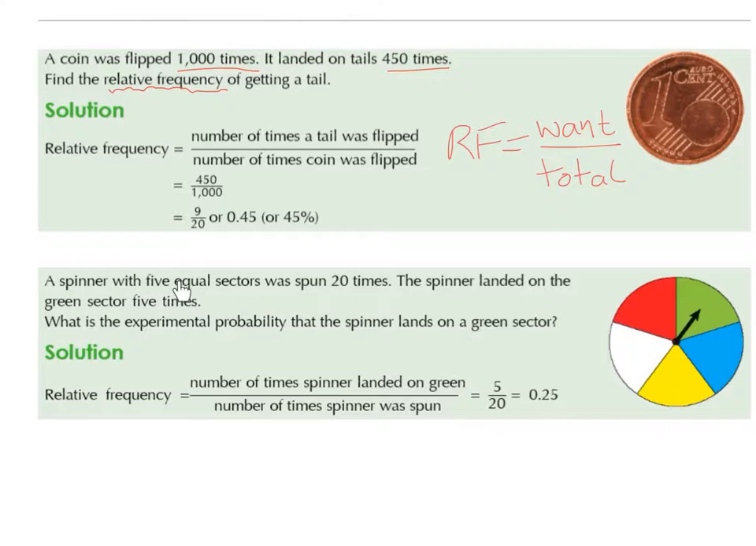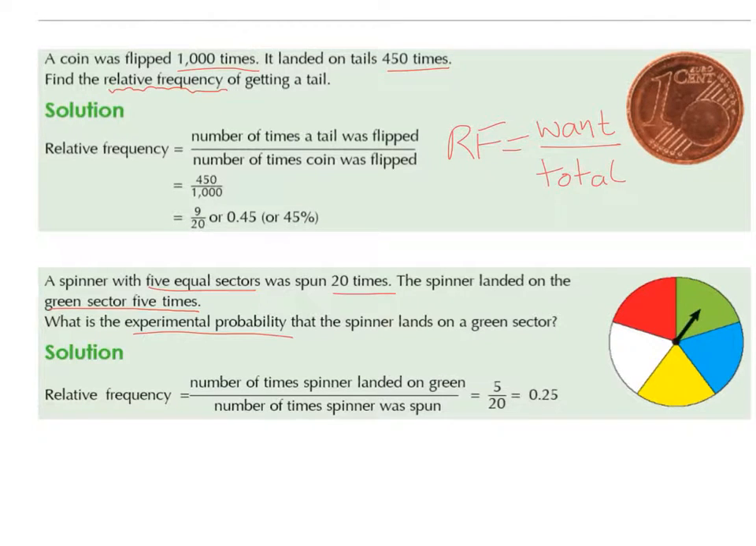A spinner with 5 equal sectors was spun 20 times. The spinner landed on the green sector 5 times. What is the experimental probability that the spinner lands on a green sector? So the relative frequency is going to be the number of times the spinner landed on green, which is 5, divided by the number of times the spinner was spun, which is 20.